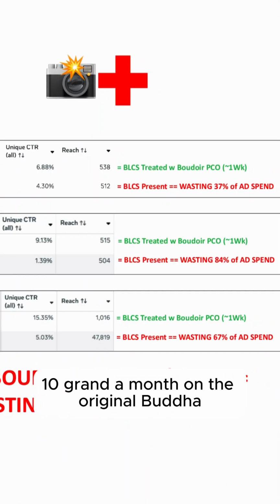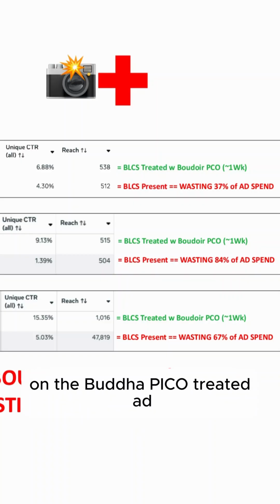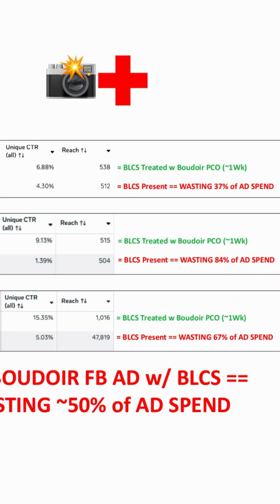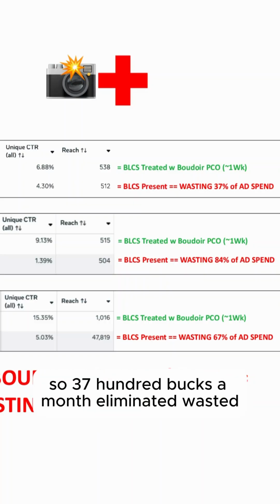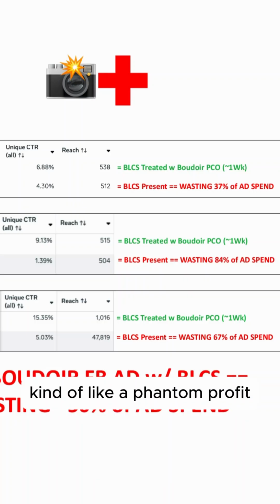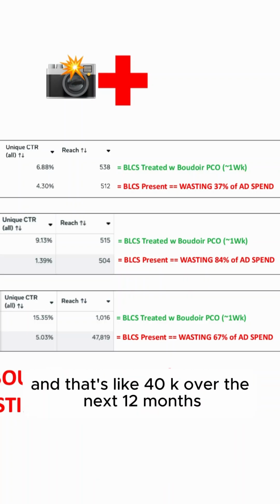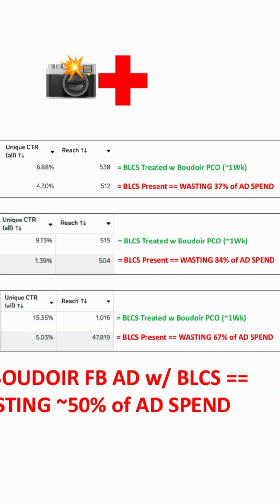So if they're spending 10 grand a month on the original Boudoir Facebook ad, now they only need to spend 6,300 bucks a month on the Boudoir Pico treated ad in order to get the ad into the same number of women's brains in both scenarios. So 3,700 bucks a month, eliminated wasted ad spend, back in the owner's pocket. They no longer have to spend it, kind of like a phantom profit. And that's like 40K over the next 12 months without having to do any extra work.